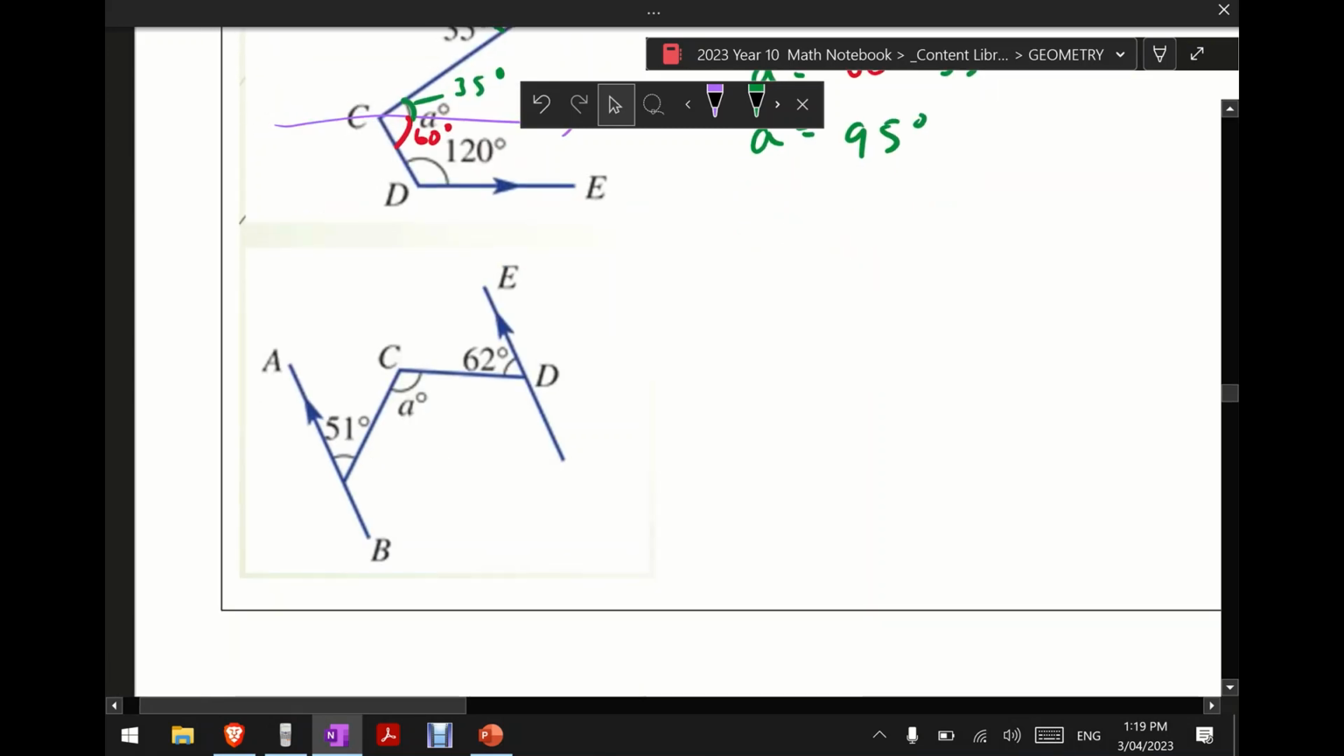So what do we do next? Just add them all up. So that means angle A is equal to 51 plus 62, which equals 103 degrees. There you go. That's all you're doing for these questions. They're not actually that hard.